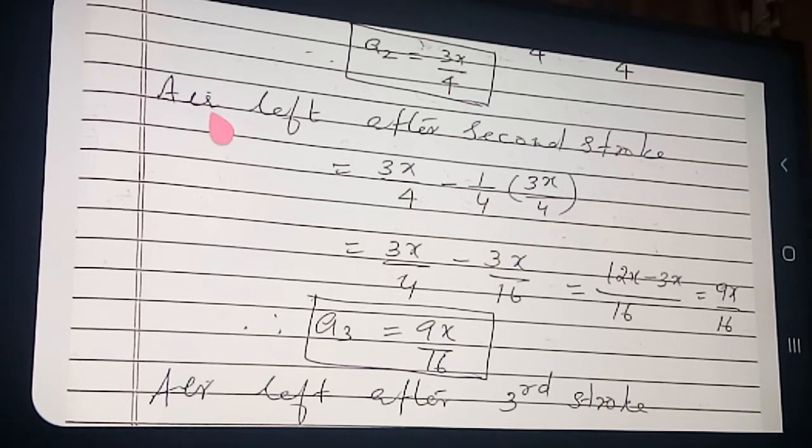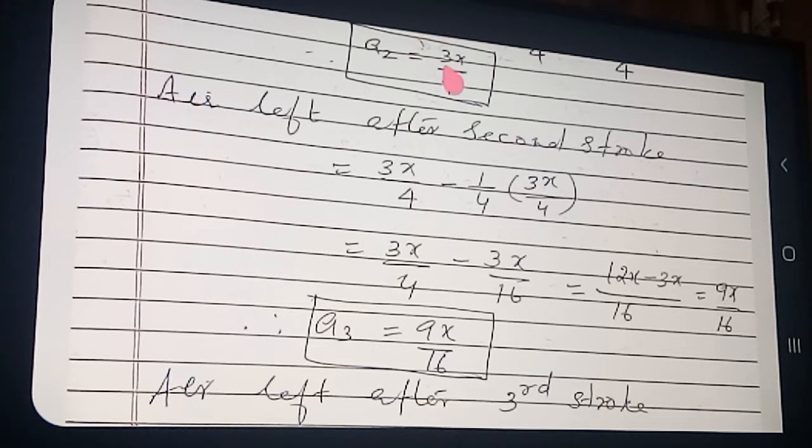So how much will remain here? The present air is this much and this much is removed. So 3x by 4 minus 3x by 16. Take the LCM 16 here. So 3x into 4 is 12x, minus 3x. How much will come? 9x by 16. This is the third term. Clear? Have you got the concept clear here?